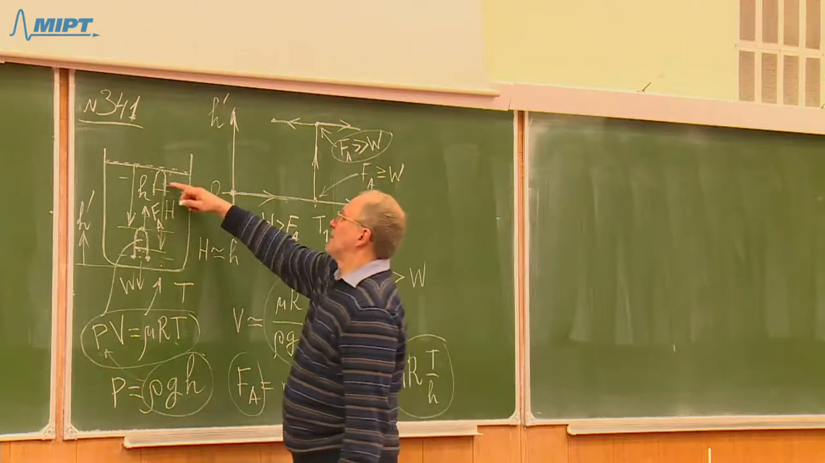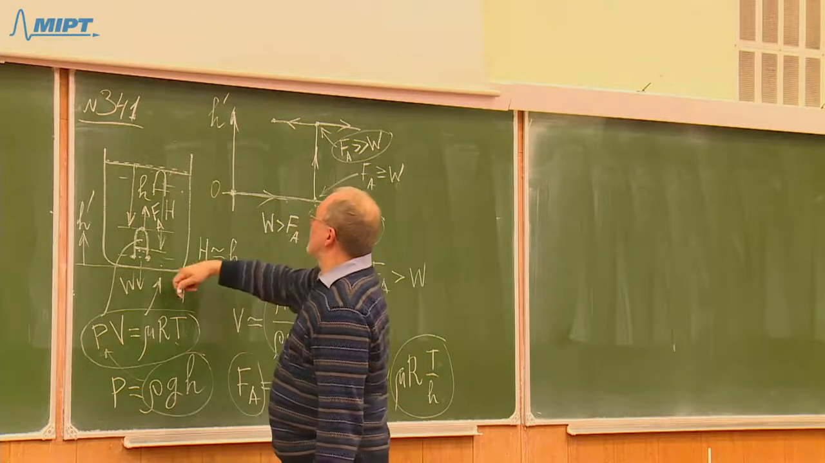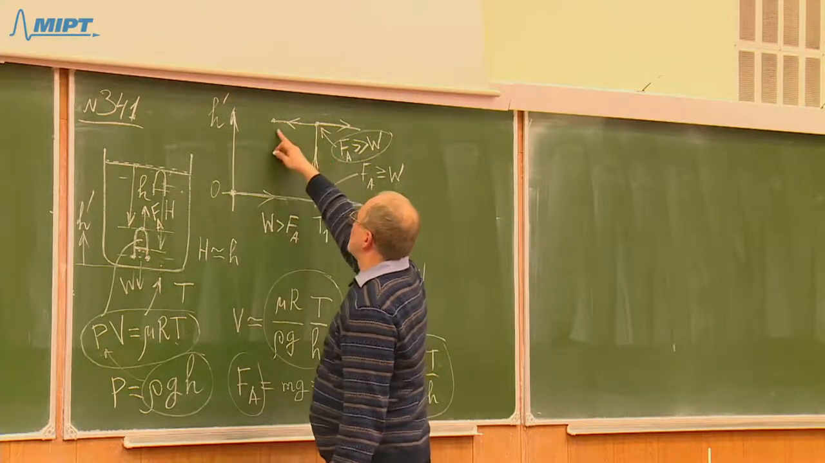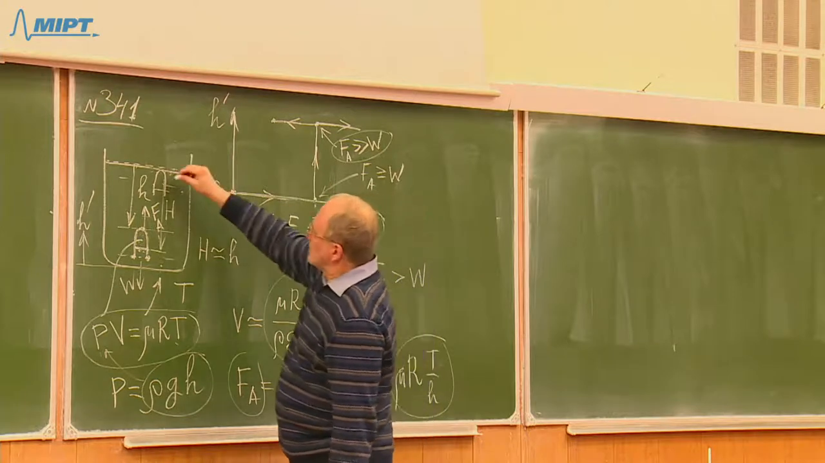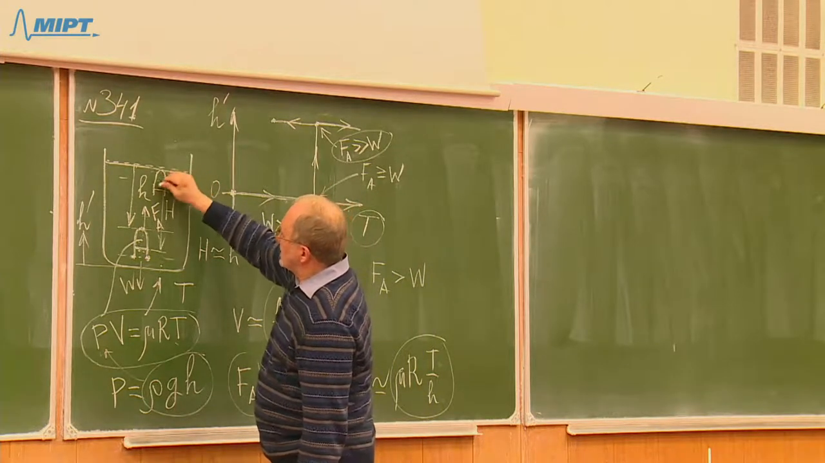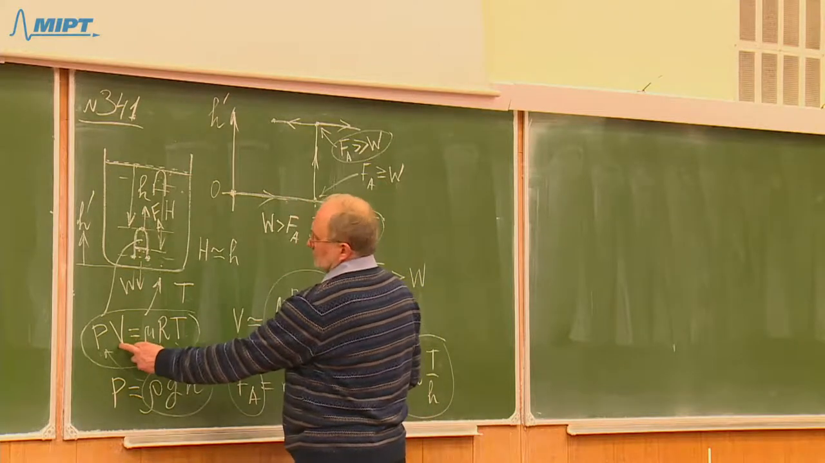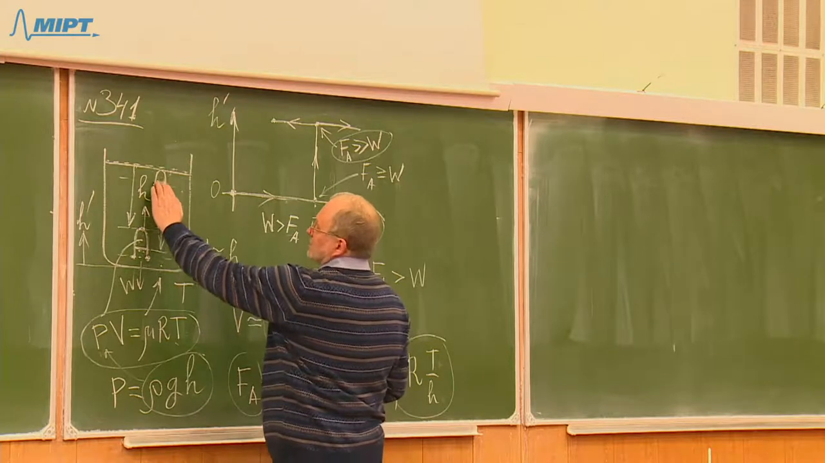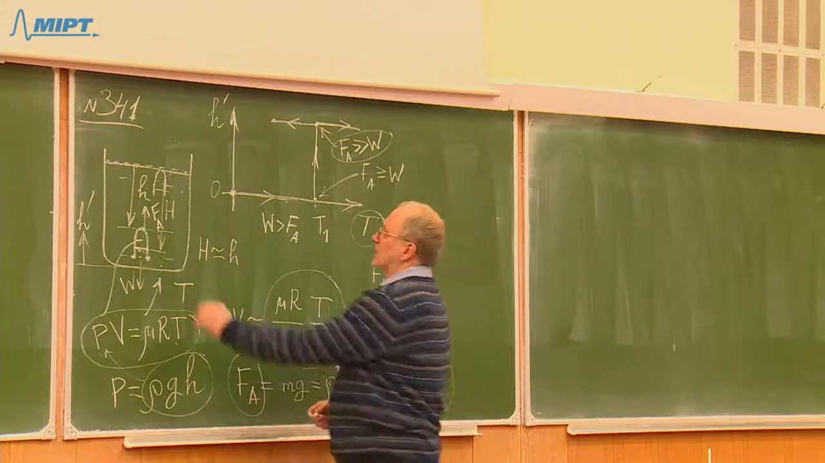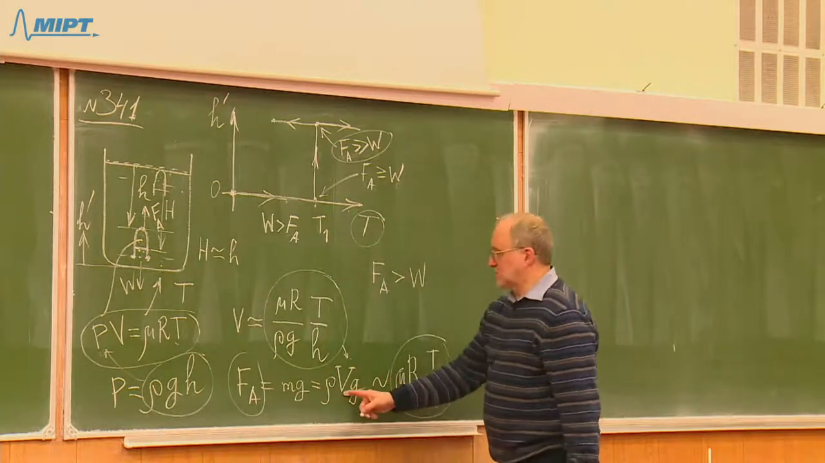in order to force this glass tube to go down, we have to cool down the liquid. And as we cool down the liquid, we cool down the gas here. And as the gas temperature decreases, the volume will decrease. The volume will decrease, and the water will go up inside the tube. And as the water goes up, the volume decreases. The Archimedes force will also decrease.